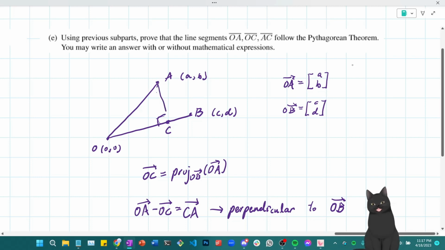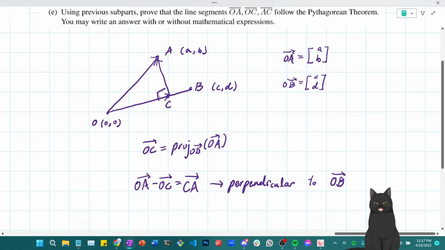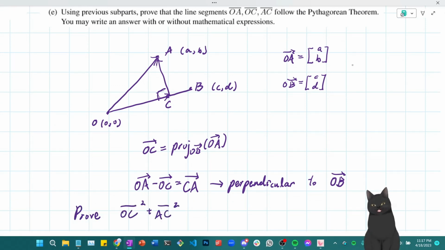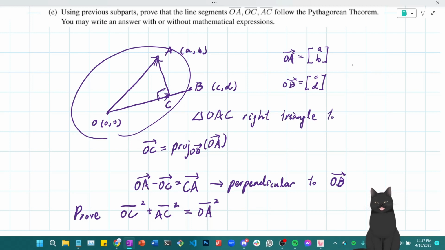Okay, now I'm going to draw this picture a little more precisely. So in other words, we're going to try to prove, now that we have a right triangle here, that OC squared plus AC squared is equal to OA squared. So one way out of this is using algebraic notation. There's another way to answer this without mathematical expression, which is just to say that triangle OAC is a right triangle due to the projection property that we have described before.